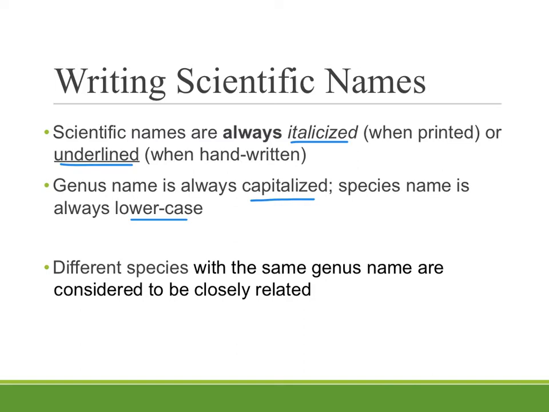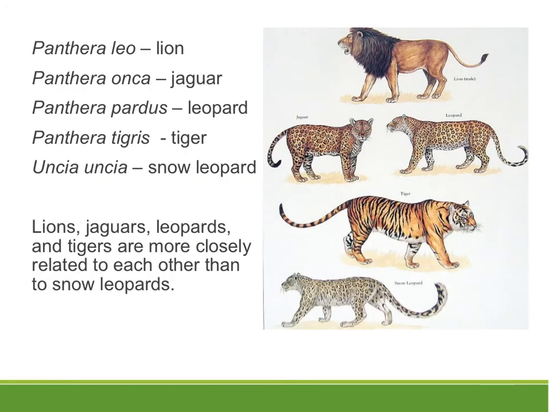When you're looking at the scientific names of several different species, if they have the same genus, the assumption is that these species are more closely related. So here we have 5 different big cats: lion, jaguar, leopard, tiger, and snow leopard. If we examine the scientific name, we see that the same genus appears in 4 of them, Panthera. And so the assumption is that lions, jaguars, leopards, and tigers are more closely related to each other than they are related to snow leopards. And again, I said this is based on originally physical characteristics and now backed up by DNA analysis.